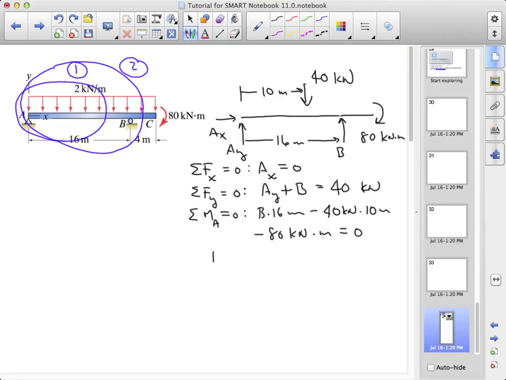And if we solve for this, we end up with, on the right-hand side, 400 plus 80, or 480 kilonewton meters divided by 16 meters gives us B is equal to 30 kilonewtons. So then AY is equal to 10 kilonewtons. Okay, so with this as background, we can now begin to construct our shear force and bending moment expressions by looking at these two free body diagrams. The first for x less than 16 meters.